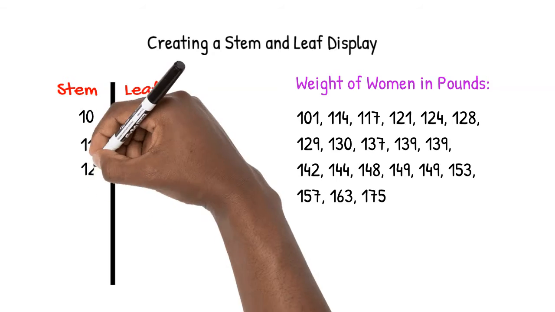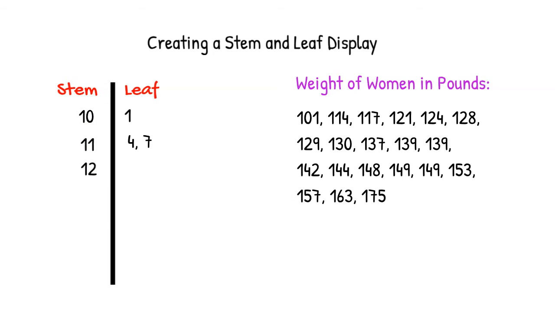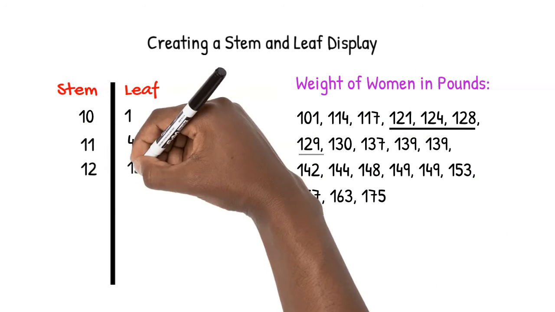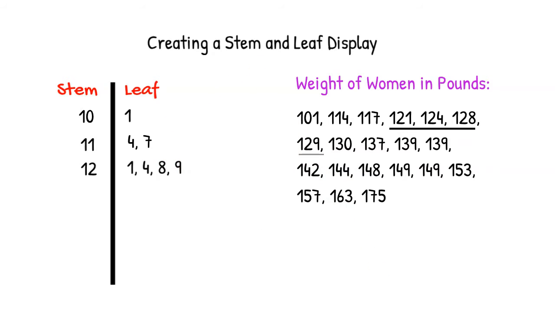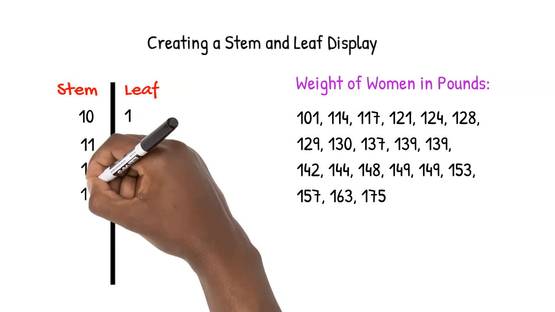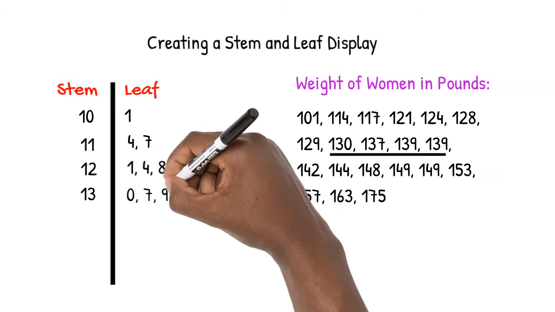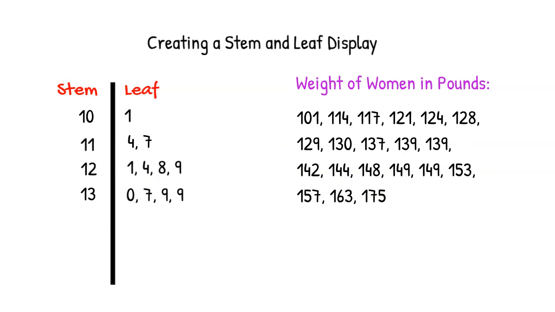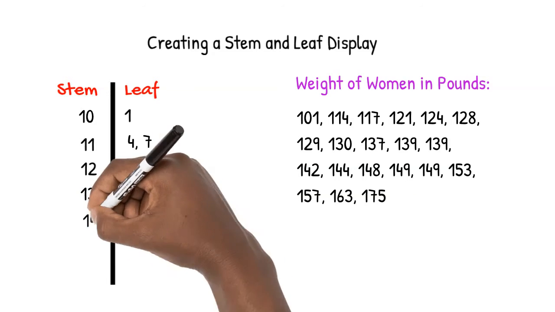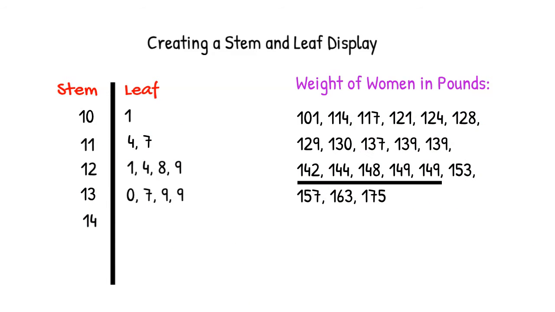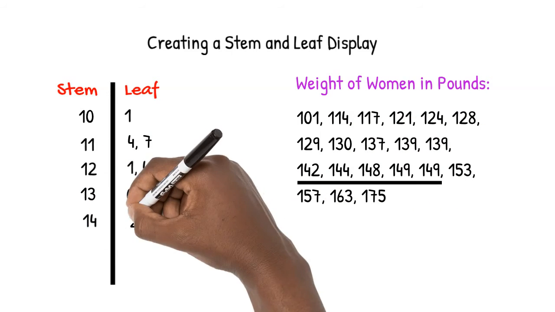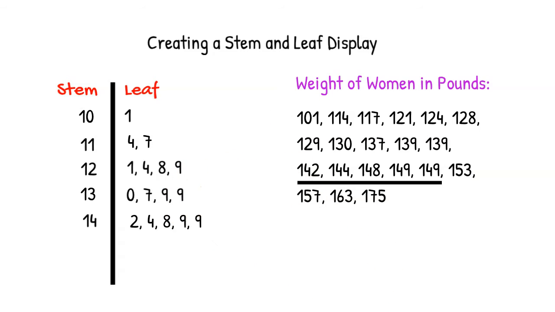Our next stem is 12. The numbers in the leaf are 1, 4, 8, and 9. With a stem of 13, the values in our leaf are 0, 7, 9, and 9. With a stem of 14, the values in our leaf are 2, 4, 8, 9, and 9.